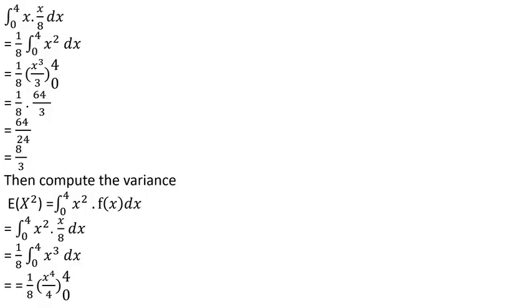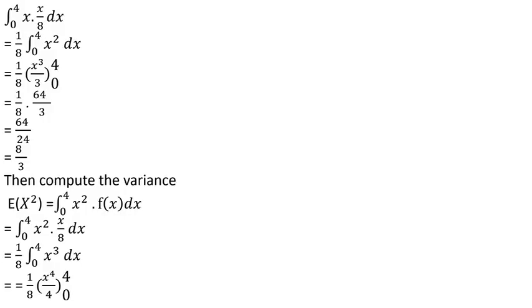Then we compute the variance. The variance is E of x squared. When we are doing the discrete, it is summation. When we are doing continuous, it is integration, but it still follows the same procedure. The difference is just sum and integration. So E of x squared is equal to integral 0 to 4, which is our bound, x squared dot f of x. If we bring our 1 over 8 outside, it will be x cubed dx.